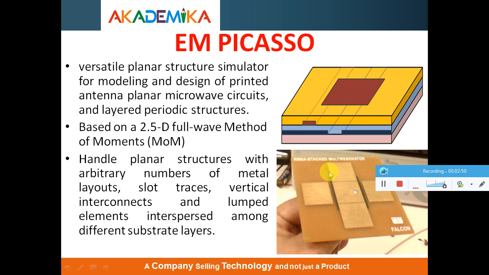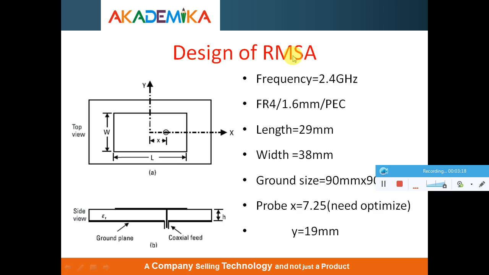So here you can see the structure, where the blue color or the green color is the antenna. This is a multi-layer, stacked multi-resonator antenna, where one antenna is buried in the dielectric, and in the upper layers some patches are there which will enhance the directivity. At the same time, bandwidth enhancement is possible by using such a structure. So multi-layer environment simulation is possible with EM Picasso.